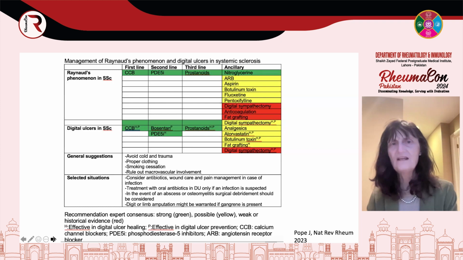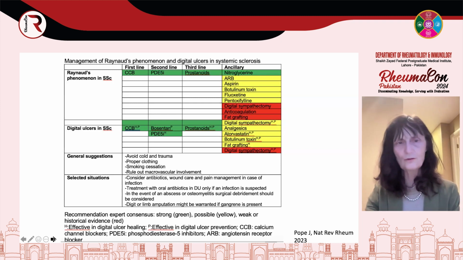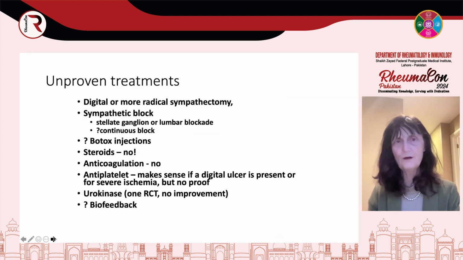And you can see in digital ulcers, it's kind of the same idea, other than bosentan, an endothelin receptor antagonist, can decrease new digital ulcers by about 30%, but it does not heal ulcers. Healing for digital ulcers would be calcium channel blockers, intravenous prostanoids like iloprost or epoprostenol, and then looking at some of the other drugs. Preventing ulcers, we'll talk about shortly, but bosentan would be one treatment.